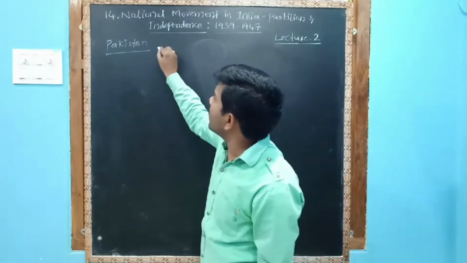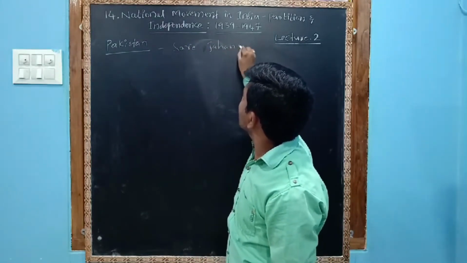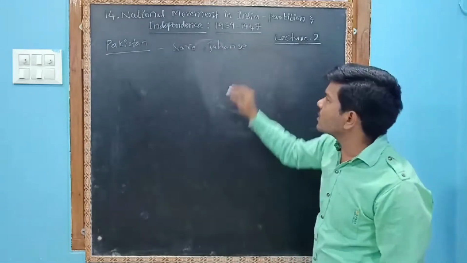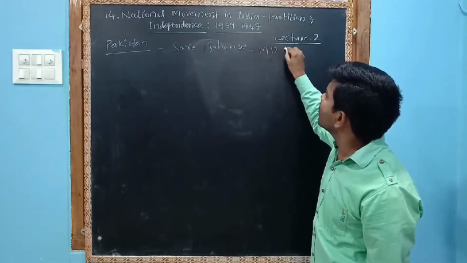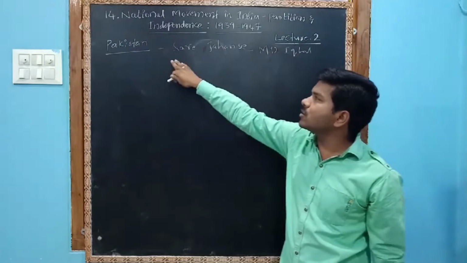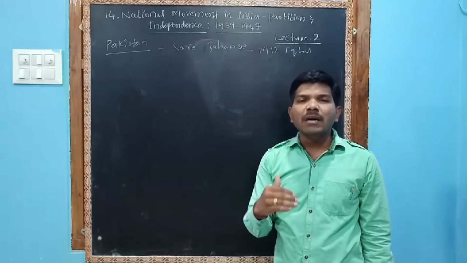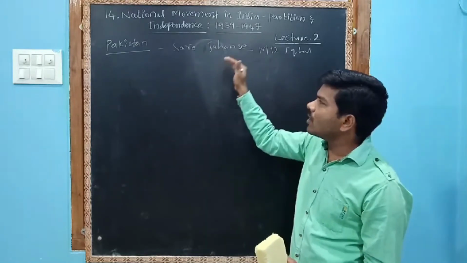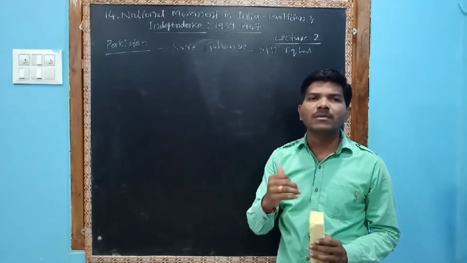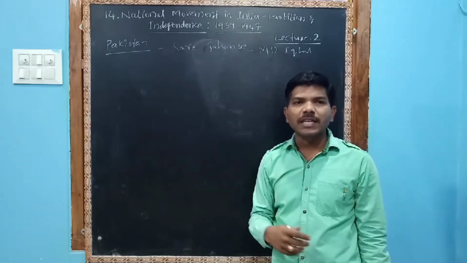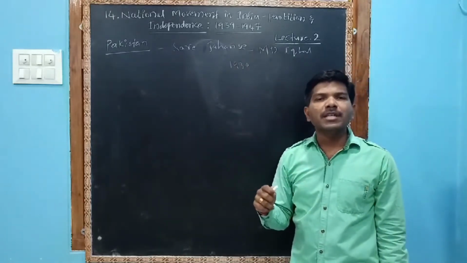For example, Sare Jahan se Acha was composed by the Urdu poet Muhammad Iqbal. Once he also said that a Northwest India Muslim state is better, because the majority of the people were living in this area, so it is better to provide a separate, autonomous state. He said this in the 1930s, in a meeting where he addressed that it is better to provide a Northwest India Muslim state.